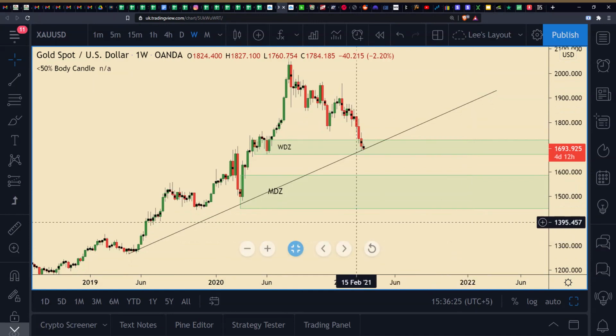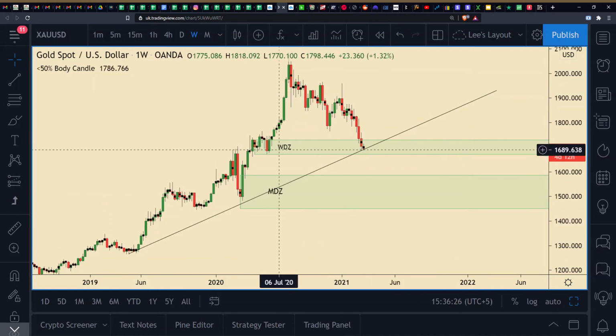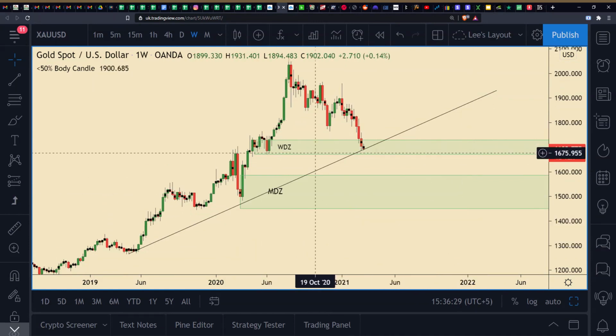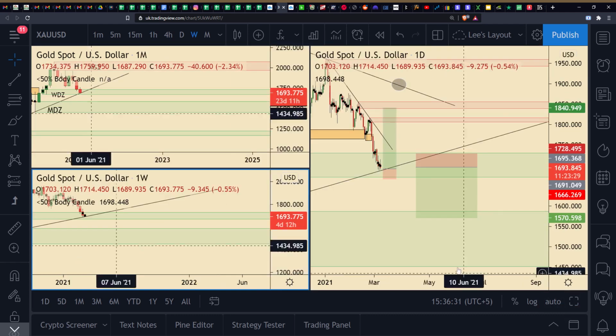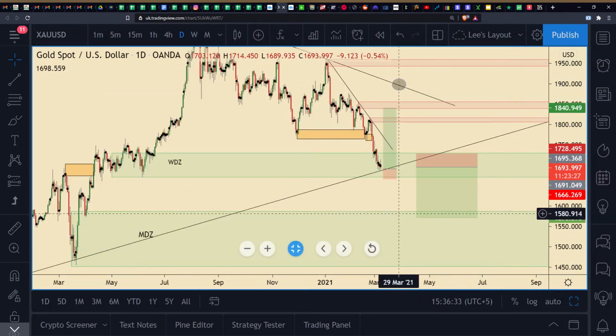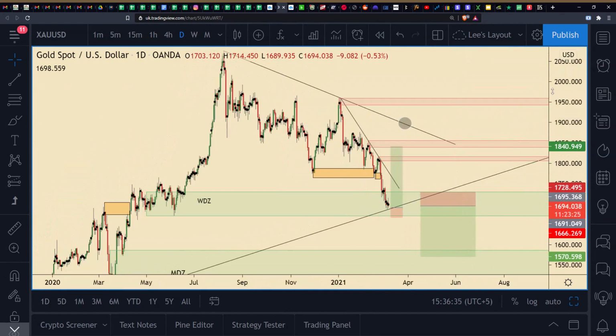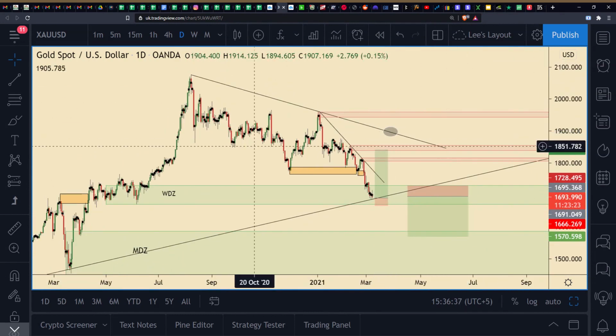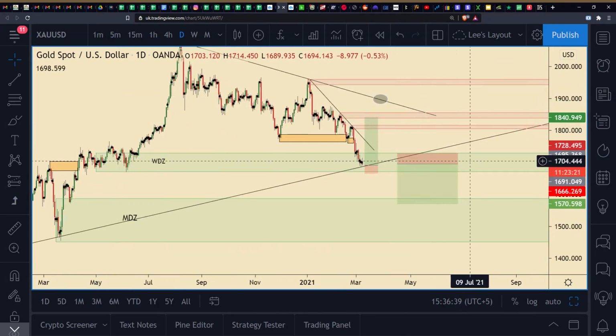So today I've posted out a buy. Looks like a strong zone here. And if we go back down to the daily, there's a couple of little daily supply zones there that have been created. As we can see, we've got a little wedge forming.